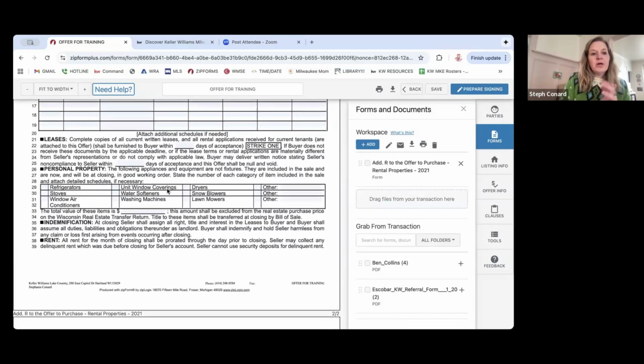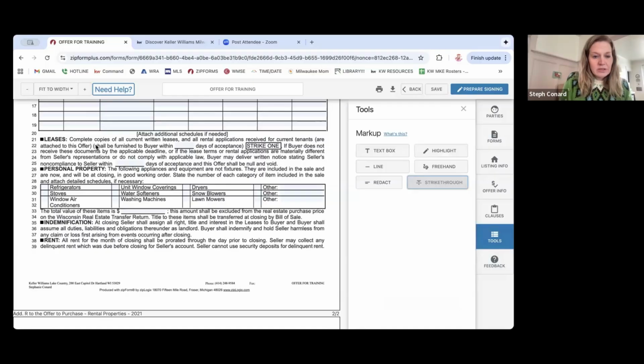Beginning on line 21, leases. So complete copies of all current written leases and all rental applications received for current tenants are attached to this offer or shall be furnished to the buyer within blank days of acceptance. So you're going to strike one. If you did happen to get a copy of them ahead of time, you're just going to strike out shall be furnished to the buyer.